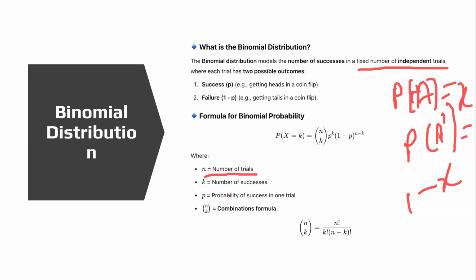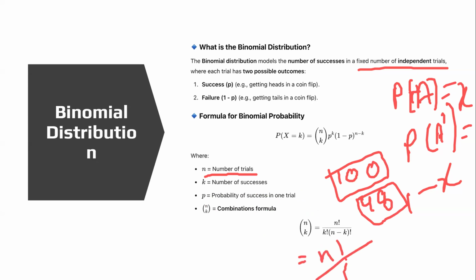n is the number of trials. As I mentioned in the definition itself, binomial distribution models the number of successes in a fixed number of independent trials. k is the number of successes. You remember we discussed one example where I tossed a coin 100 times and we got heads 48 times. Similarly, here the number of trials is 100 and the number of successes is 48 because I got heads only 48 times. P is the probability of success in one trial. And nCk is nothing but the combinations formula, represented as n factorial divided by k factorial times (n minus k) factorial.